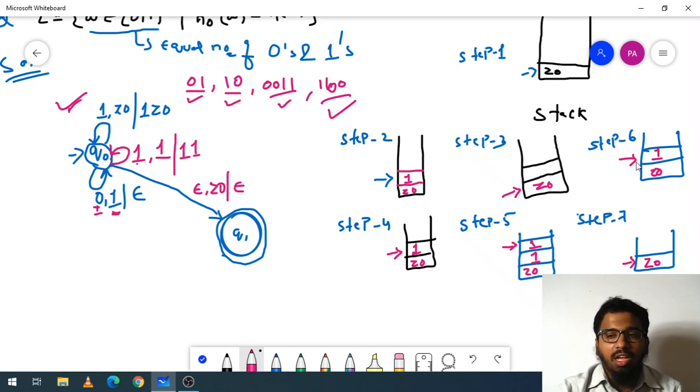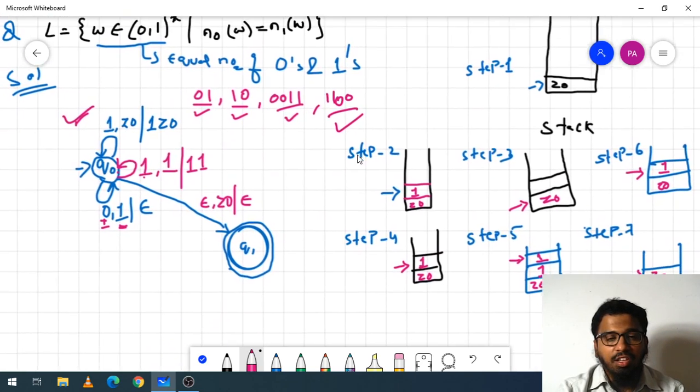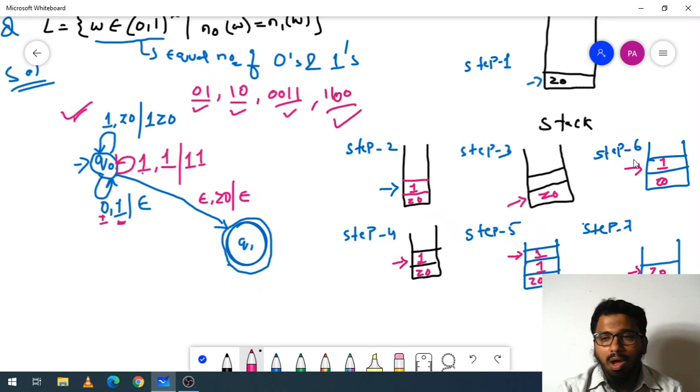So what is next? After popping this, only we have 1 left. What is the header? 1. So what is the remaining string? The remaining string is the last one, 0. 0 comma, top of the stack is 1, slash sigma, sorry, epsilon.